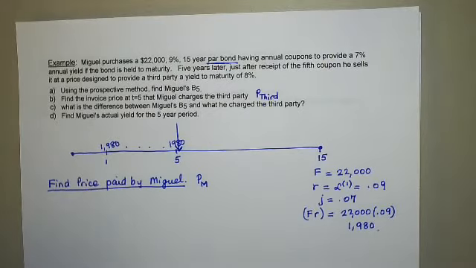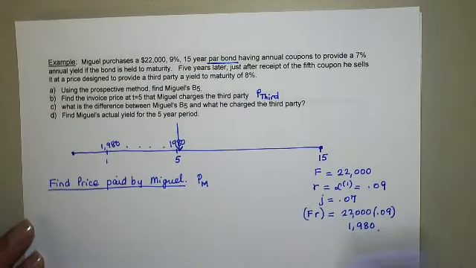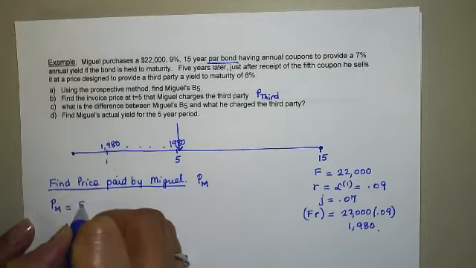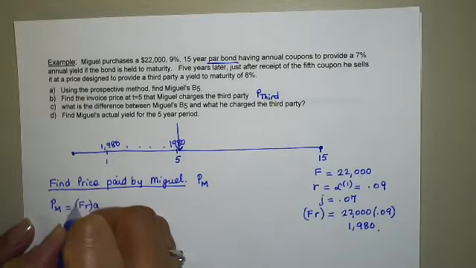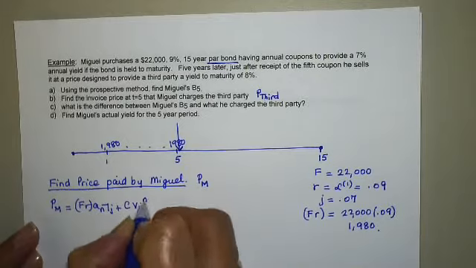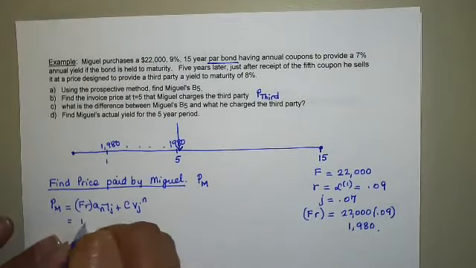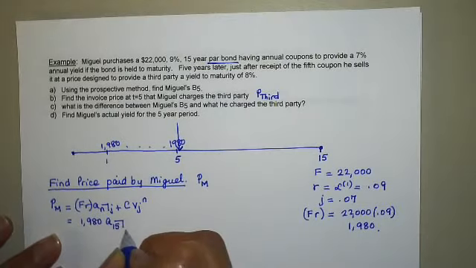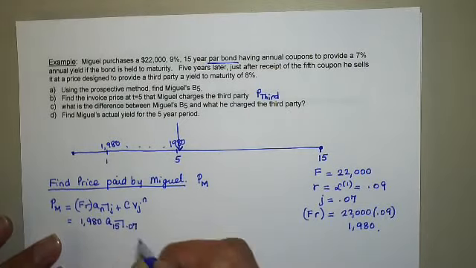How should I do this? Let's call this price Miguel. What's the right way to do this problem? We know how to do this, right? Do we have a price equation? Ln plus CVJ to the n. So let's go. Price Miguel is equal to FR A angle n j plus CV^n.